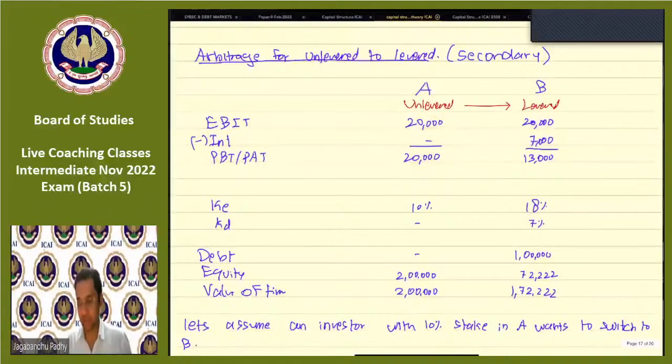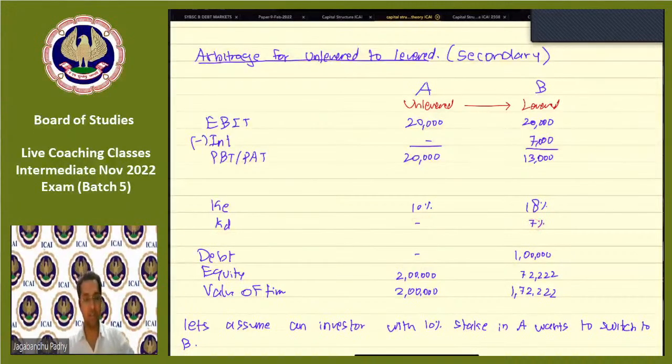So this is the secondary arbitrage, guys. Company A is an unlevered firm, company B is a levered firm. EBIT is going to be the same, 20,000. Interest will differ. Since A is an unlevered firm, there's no interest. Since B is a levered firm, interest is 7,000. And we have PBT or PAT as 20,000 and 13,000. Now KE is, let's say, 10% and 18%, and cost of debt is 7%.